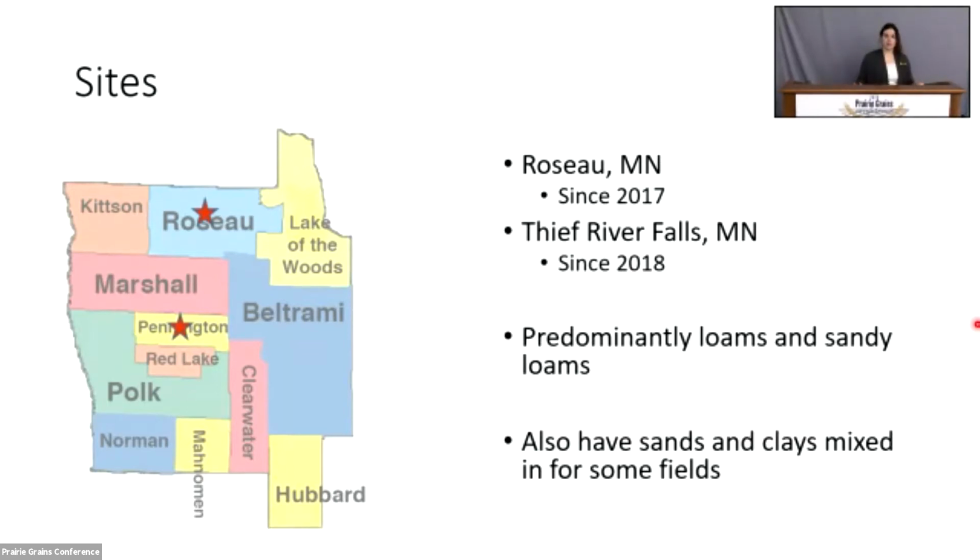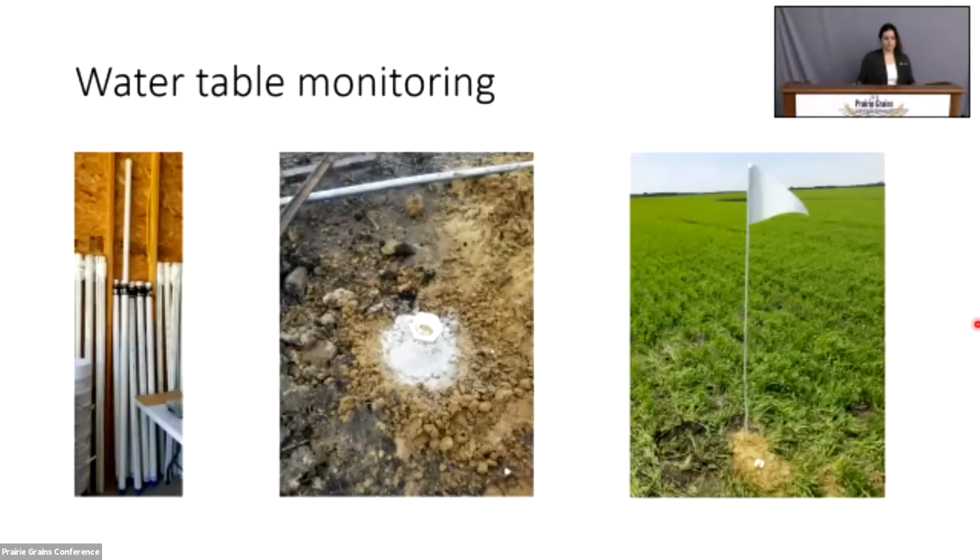The soils that these farmers are growing on are predominantly loams and sandy loams. We do have some fields that have sands and clays mixed in together. So some fields are pretty even, some fields are pretty variable. So we get a good mix of field types, of field layouts to make these protein maps on.